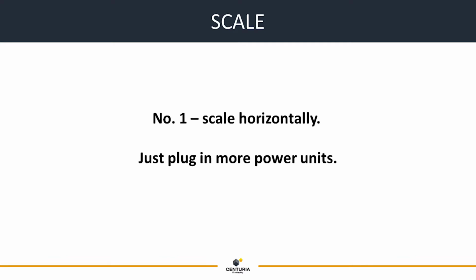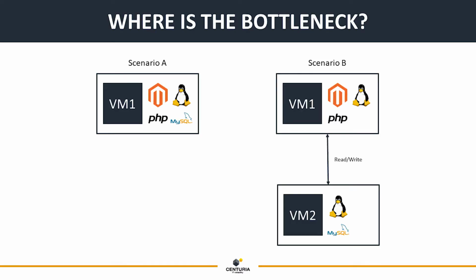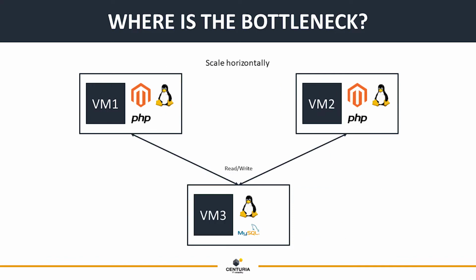How to scale horizontally? Just plug in more power units, as simple as it is. In scenario A, we have one virtual machine that is responsible for our store. And if it's overloaded, you just add a second one and separate MySQL from the app server. We have more units, we have more performers. Let's go further. We can have two virtual machines responsible for the app, and you can load balance the traffic between the two of them. That will increase your performance.